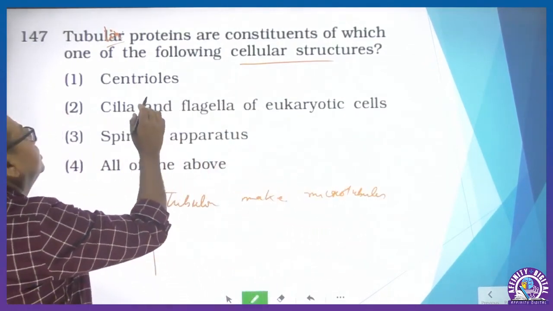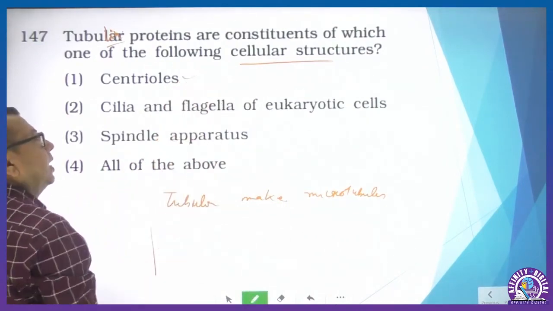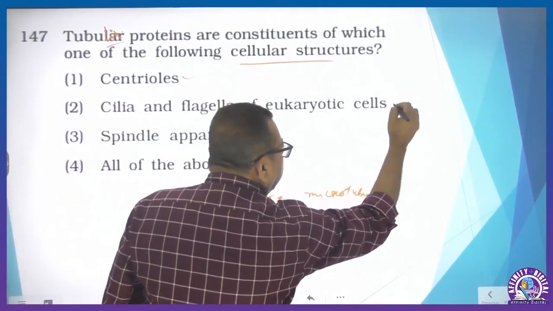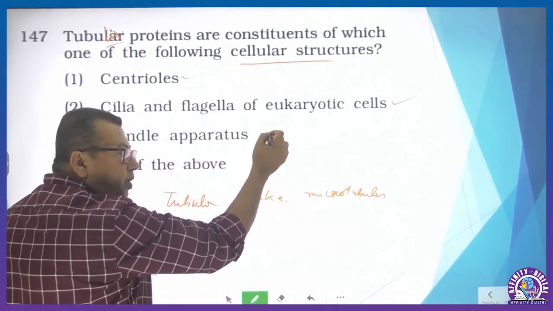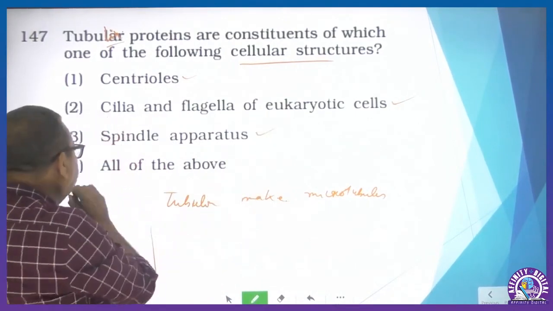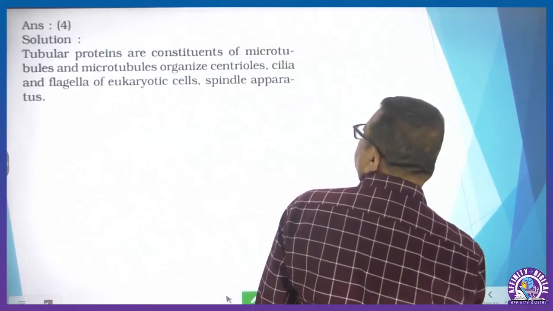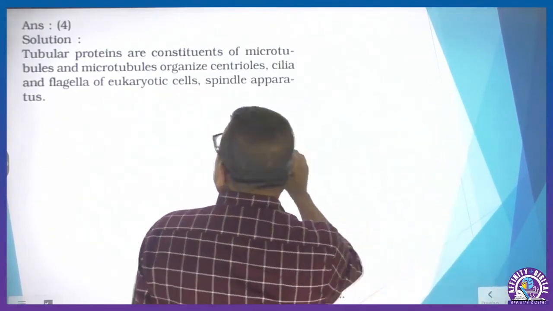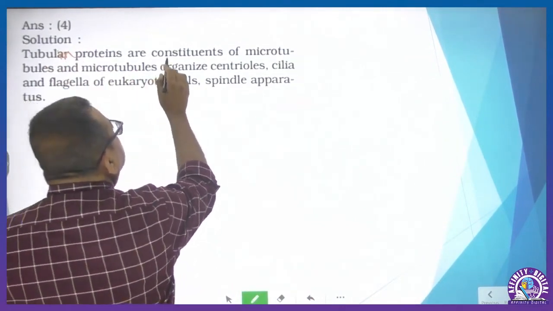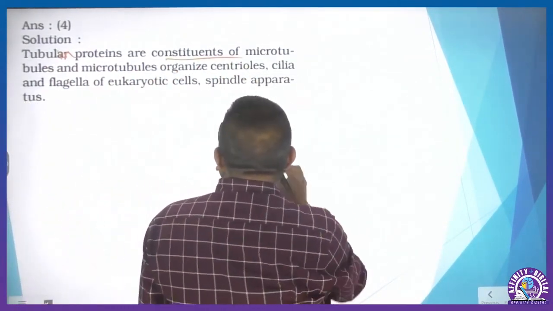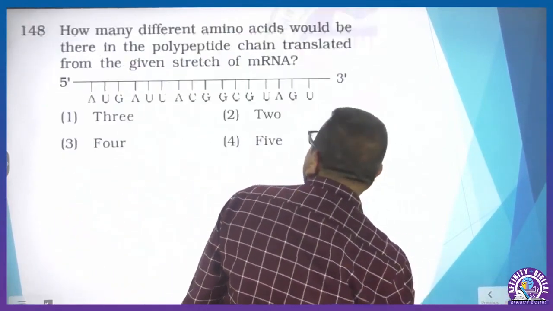And microtubules are structural constituents of centriole, correct? Cilia and flagella of eukaryotes, correct? Spindle apparatus is composed of spindle fibers. Spindle fibers are nothing but microtubules. ये भी correct है. Answer will be all of the above. Option number 4. ठीक है? So ये tubulin होना चाहिए. Tubulin proteins are constituents of microtubules, and microtubules organize centriole, cilia, flagella. Okay, ठीक है? Then next question.